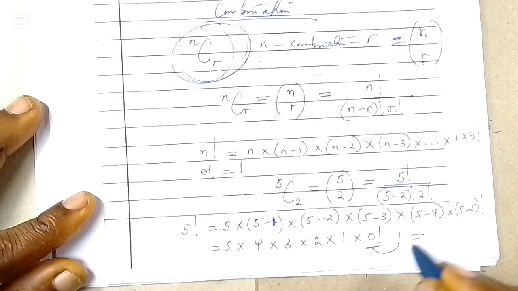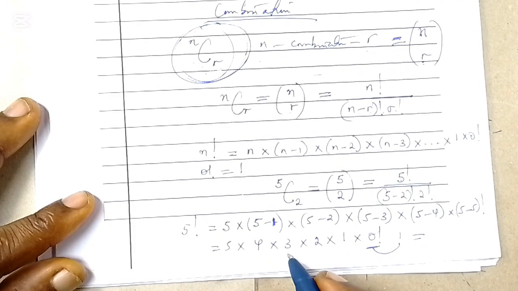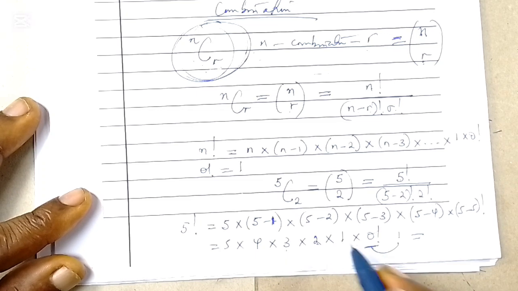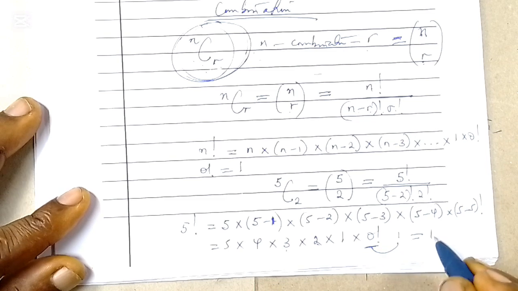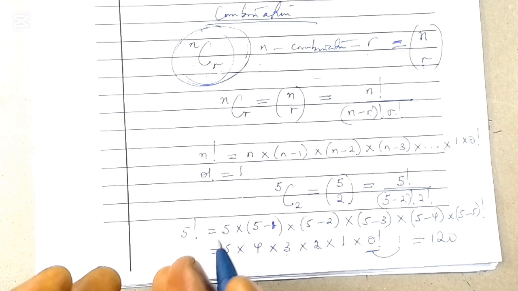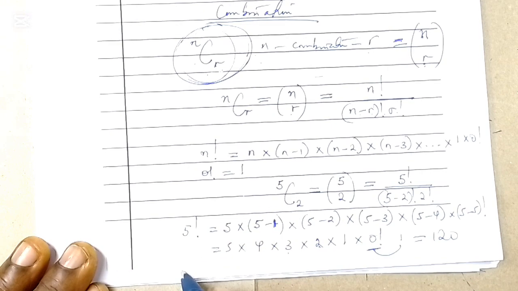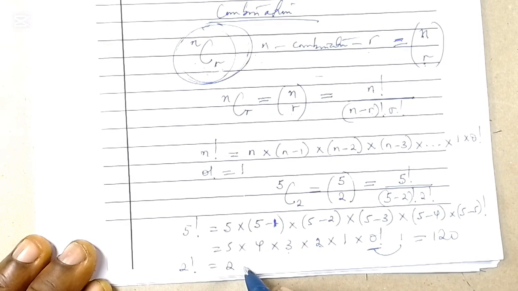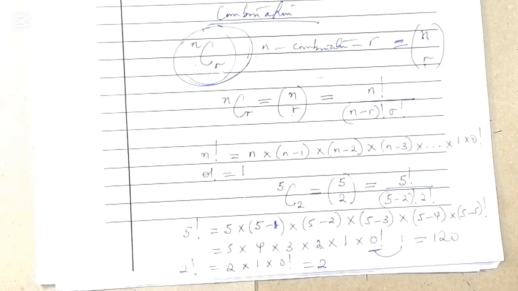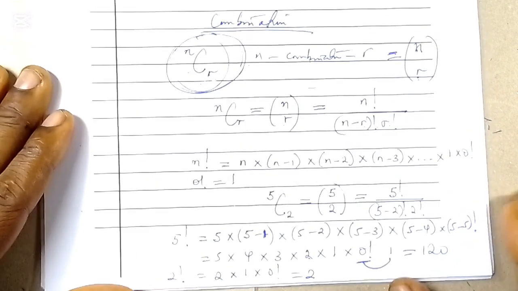So if you multiply all these, 5 times 4 is 20. 20 times 3 is 60. 60 times 2 is 120. 120 times 1 is 120. And 120 times 0 factorial, which is 1, is 120. So this is how to use the expansion and the factorial notation. If I ask you for 2 factorial, it would amount to 2 times 1 times 0 factorial, which will give you 2. I hope that is clear. Now, let's come back to the binomial expansion. Please, you can revisit those things I have just said to make it very clear.